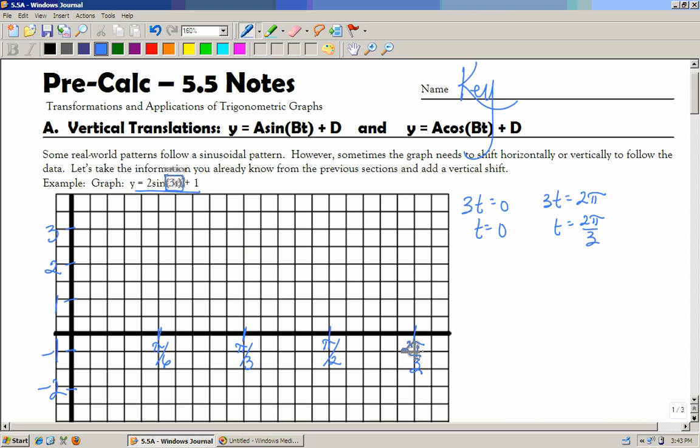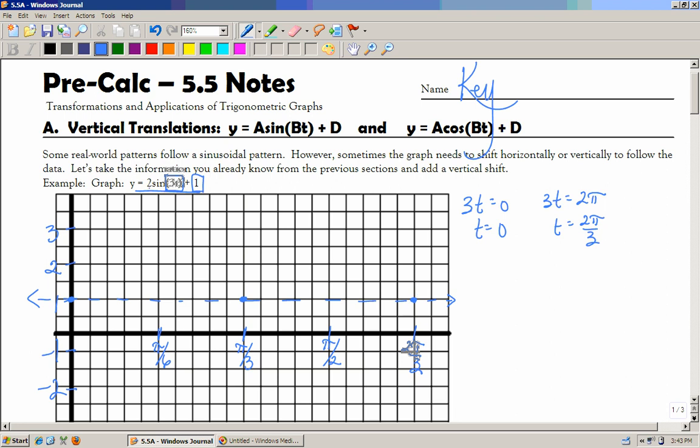So looking at this function, the d value means the entire function shifted up by 1. That 1 is going to be the middle line of our sine function. We start at 0, 0 on the sine function normally. Now it's up by 1 unit. Goes up to its max with a hill, comes back down to the middle line, goes down to its min, and comes back up to end at 2 pi over 3, 1 unit up.